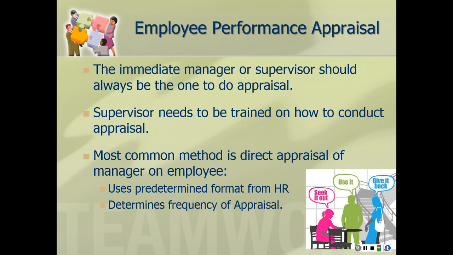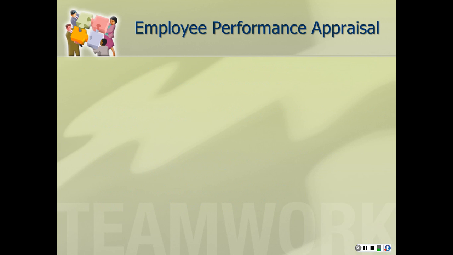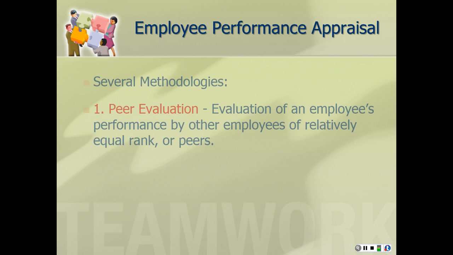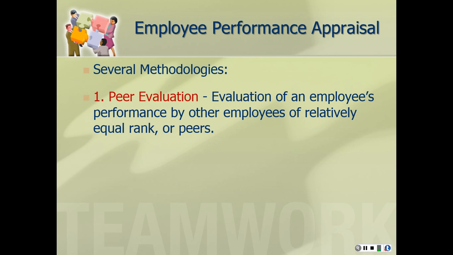Now, HR or the company usually determines the frequency of appraisal. However, I'm going to tell you that there's some things wrong with how they do that. We'll get into that in a moment. There are several methods for employee appraisal. Number one, peer evaluation. The evaluation of employees' performance by other employees. In other words, members of their peers do an evaluation saying how they feel that person does in the job.